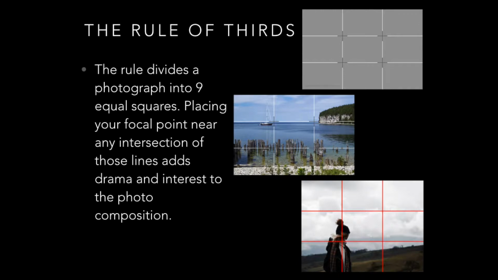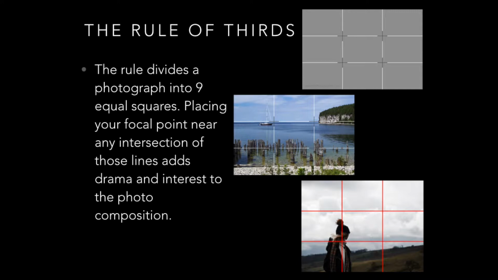Okay, so we're going to talk about the rule of thirds. The rule of thirds is a compositional rule that divides your photograph into 9 equal squares. Okay, and it places your focal point near any of those intersections or on those lines, and it really creates a lot of drama and interest to your photo composition.